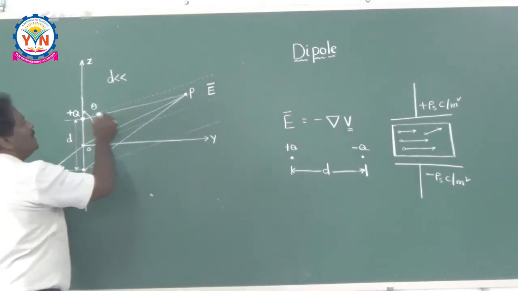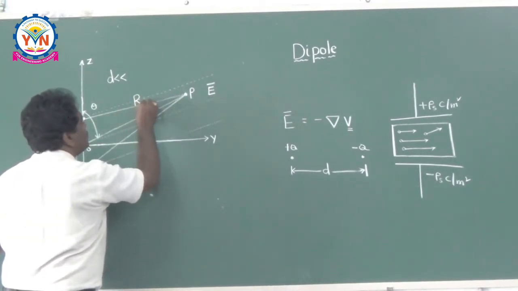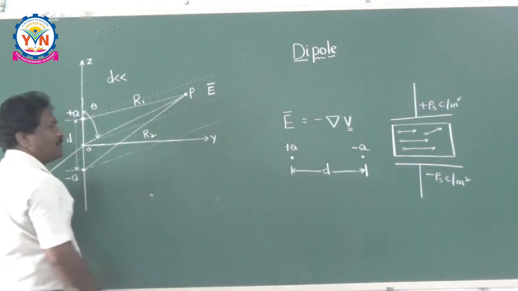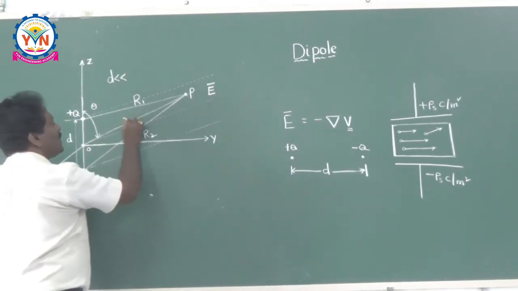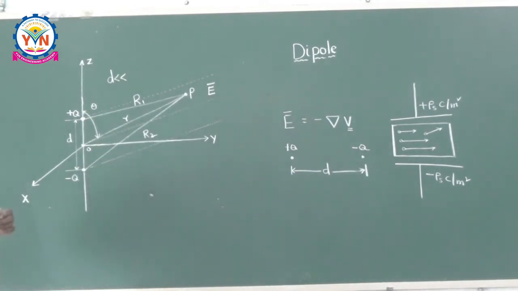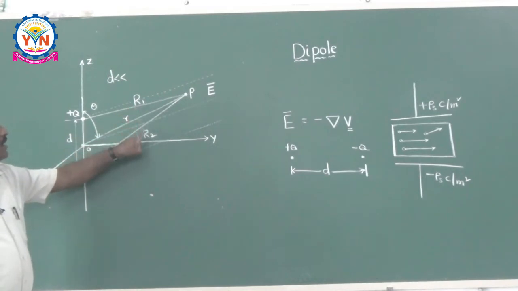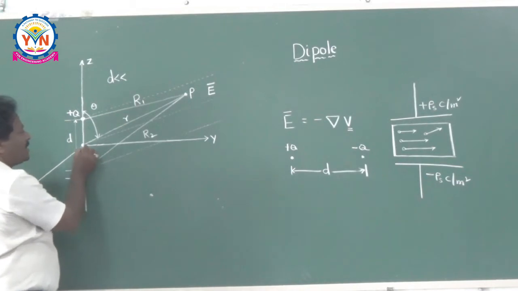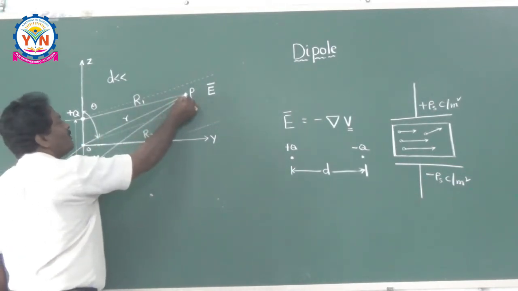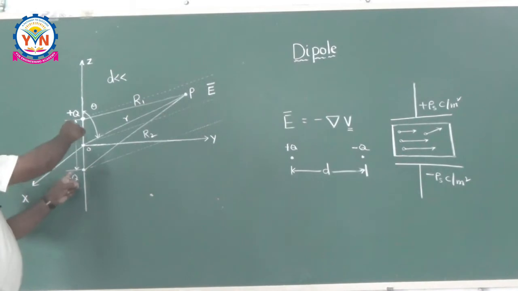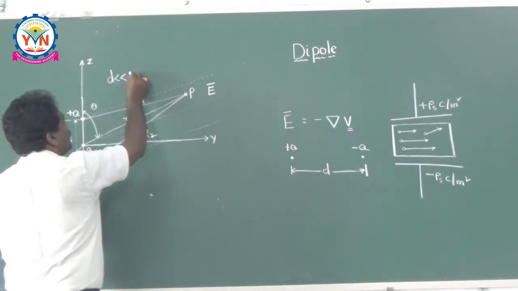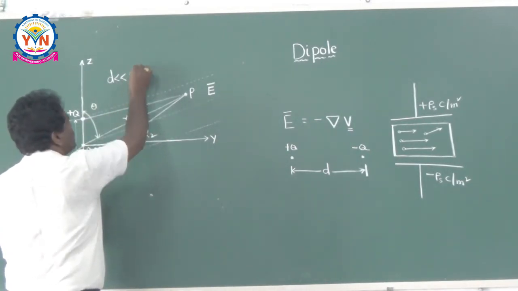Let this P be at a distance r1 from plus q, and minus q is at a distance r2 like this. From the center, the distance to P is r. So r1 and r2 are the distances from plus q and minus q, and r is the distance from the origin to the point of observation. Here, the dipole is so small because d is very, very much less than the distance of the point of observation, that is, the average distance r.